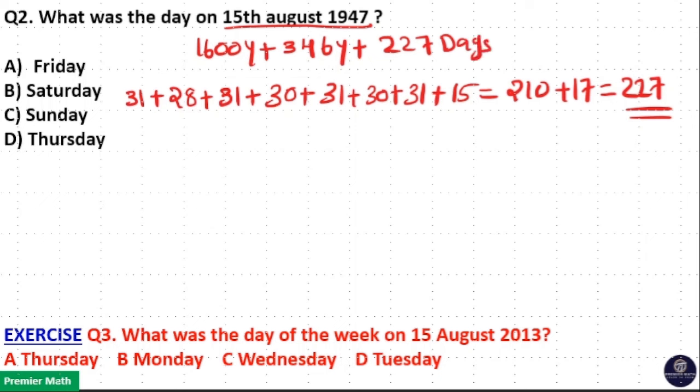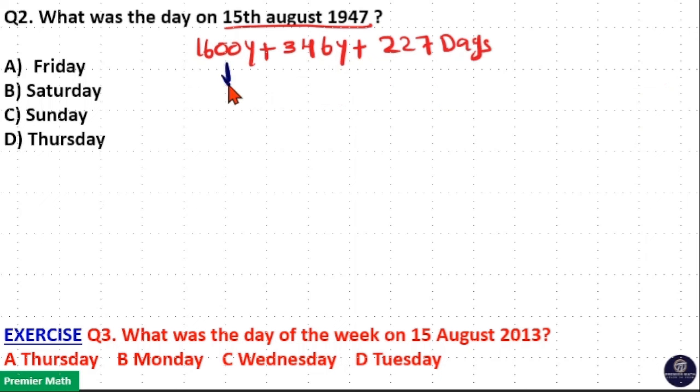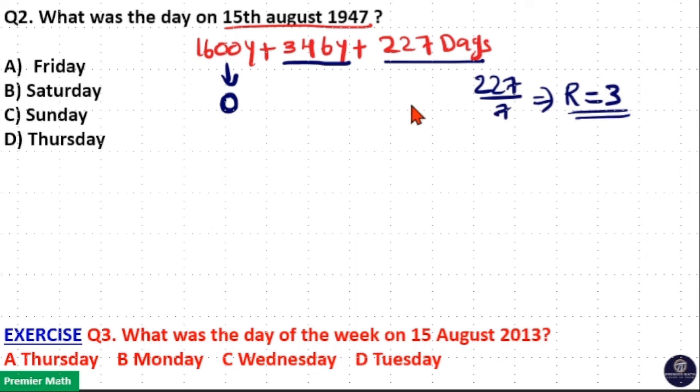Now find the odd days in these three. Here in 1600 years there is 0 odd day. In 346 years, we need to find out the odd days. Now in 227 days, here these are days, these are years. So to find odd days in 227 days, just divide it by 7. Then the remainder will give you the number of odd days. 7 goes 3 times in 22, remaining 1. 7 goes 2 times in 17, remaining 3. So, number of odd days in 227 days is 3.